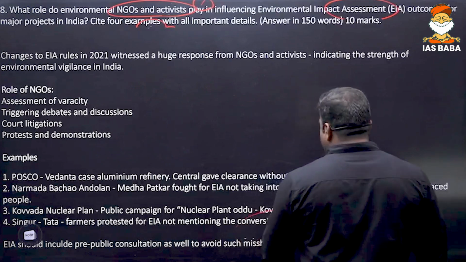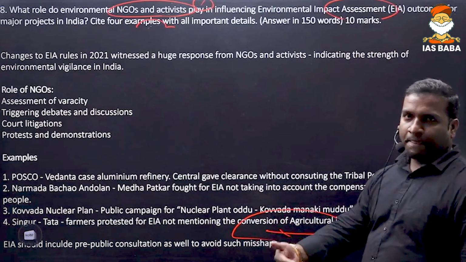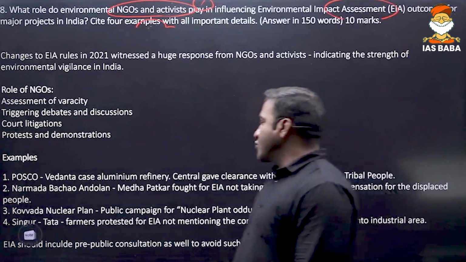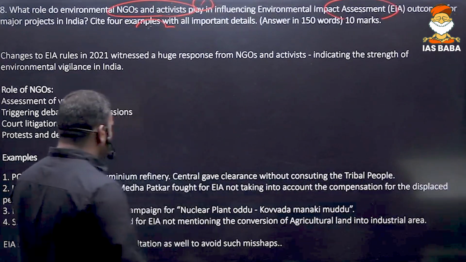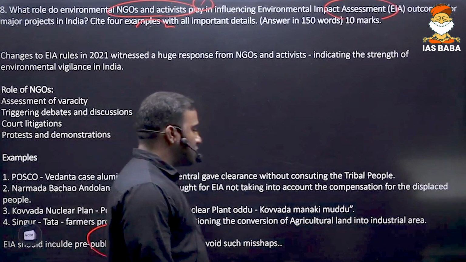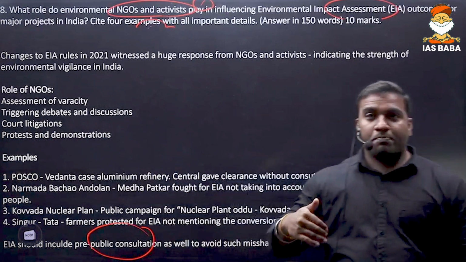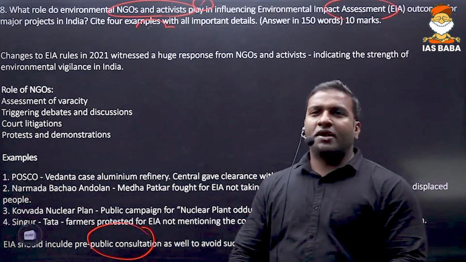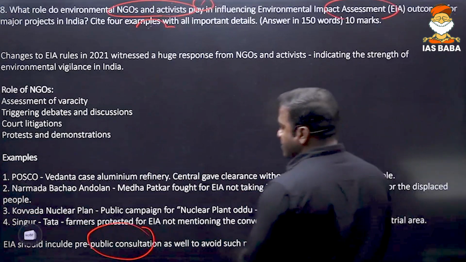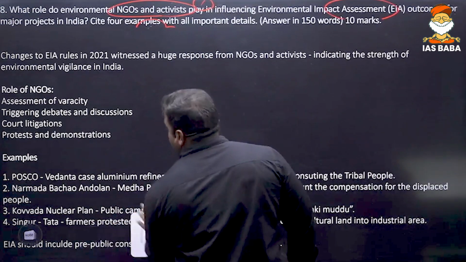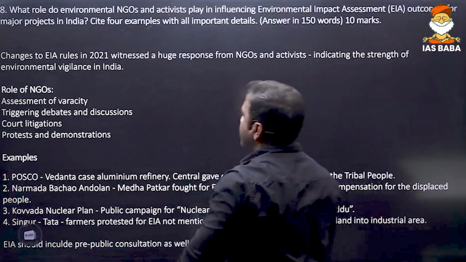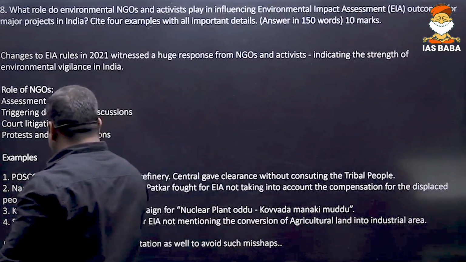Conversion of agriculture land to industrial area, that was not clarified. Then EIA should include pre-public consultation as well to avoid such mishaps. So we have to make sure that pre-public consultation, put the EIA in the public domain and accept the feedback, receive the feedback. So as I said, whenever 4 examples are given, give only 4 of them. You don't give multiple ones just to show off the knowledge.